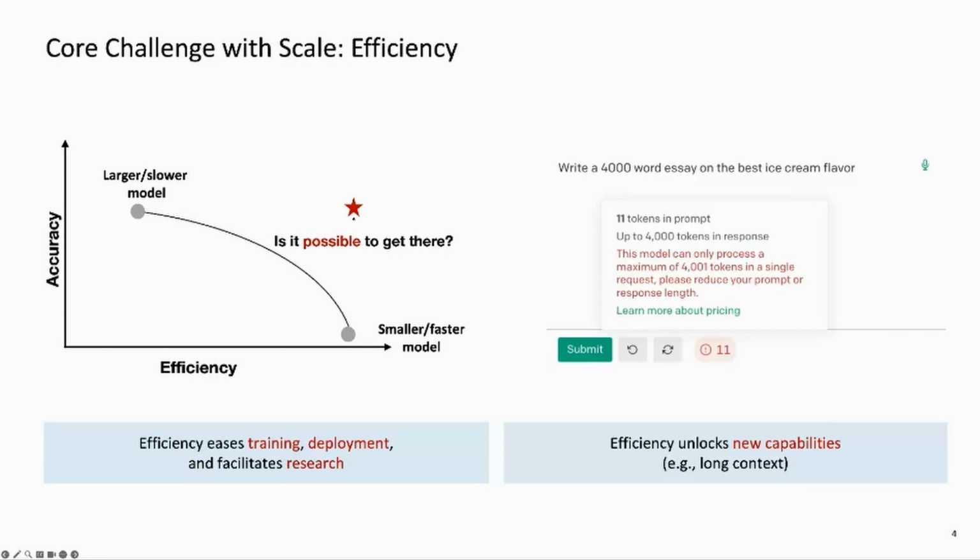With efficiency, I'll argue that part of the problem with long context is that you couldn't train these things efficiently with long context. But with advances in machine learning systems, now some of that is possible. So to recap, we care about efficiency because we want to make training, deployment, and research easy, and efficiency could unlock new capabilities. So that's the motivation why I care about efficiency.